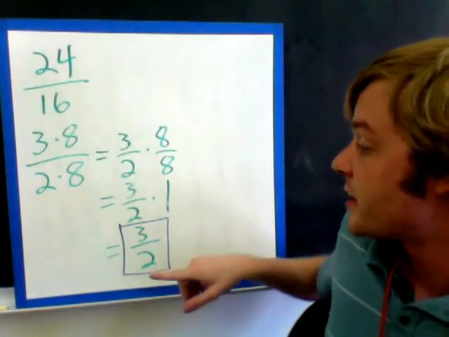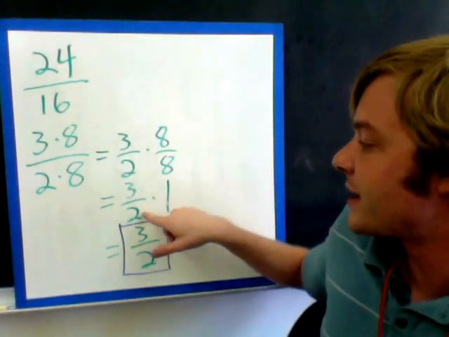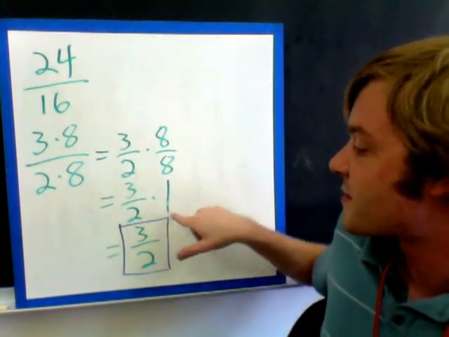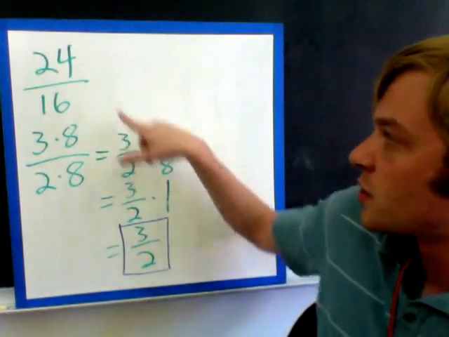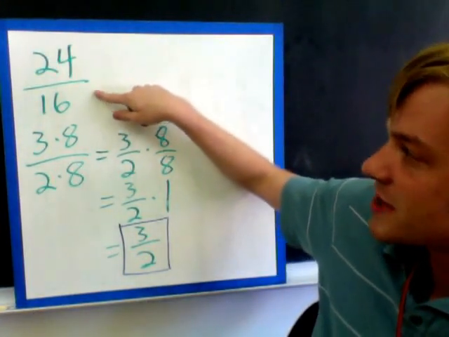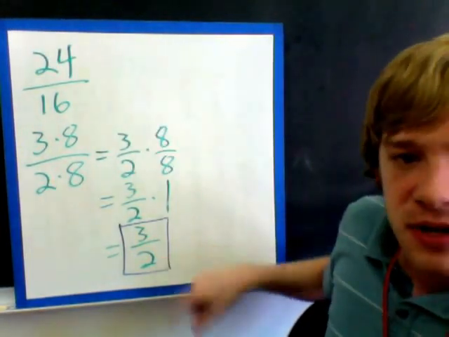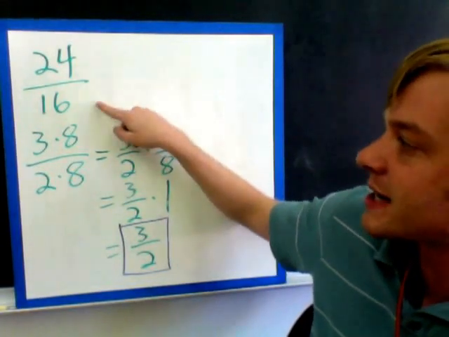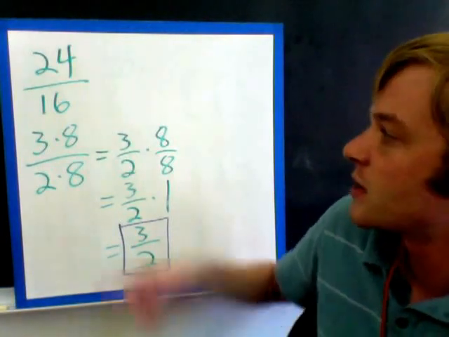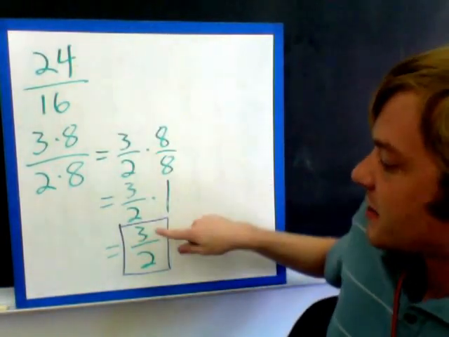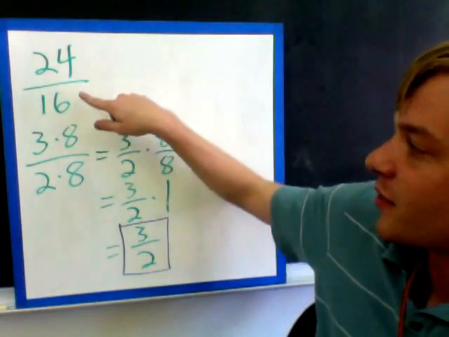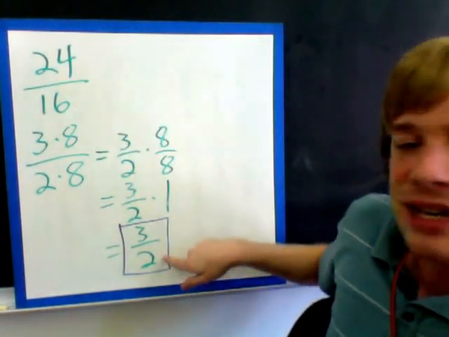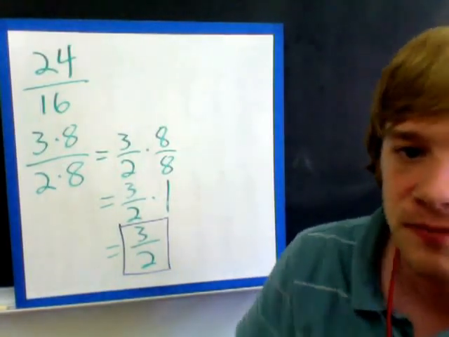Well, we also know that any number times 1 is what we just started with. So since 3 halves times 1 is 3 halves, 24 over 16 will simplify to 3 halves. The short way of doing this is to simply say, well, 24 and 16 can both be divided by 8. So you divide the top by 8 and you get 3, and you divide the bottom by 8 and you get 2. And that gives us 24 over 16 equals 3 over 2.